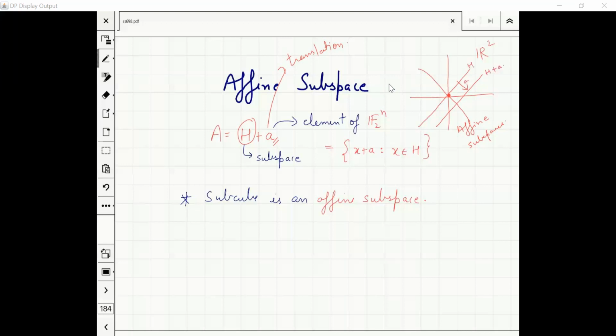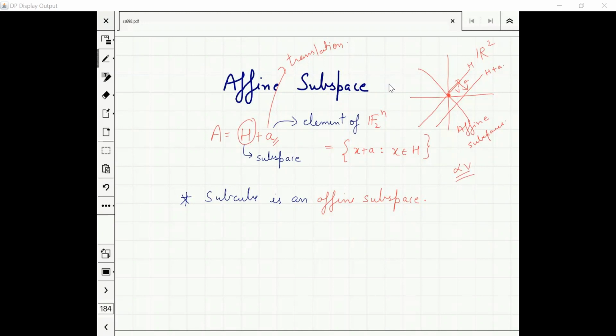So could you explain how this line is a subspace of R2? The line is not a subspace. We call them affine subspaces. Which one? The one passing through the origin or not passing through the origin? Passing through the origin. Why is it a subspace? Take any vector. If this vector is v, then every vector is of the form alpha v, right? Yes. This is a subspace.